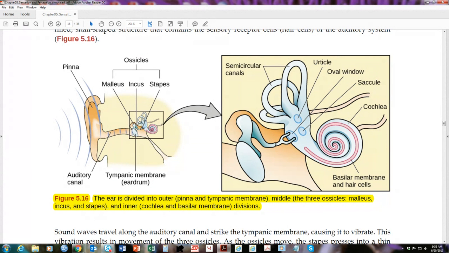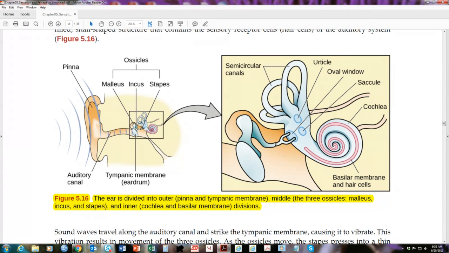And there are a variety of causes for this. Certainly the eardrum can get damaged by really loud sounds. Any of these structures can be damaged by bacterial infection. Bacterial infections can just eat away at the bones or the eardrum itself.